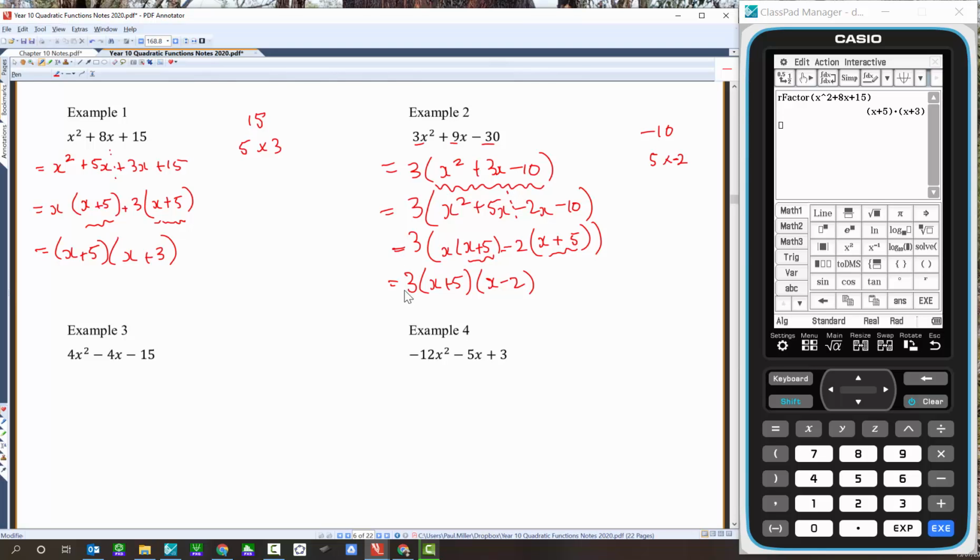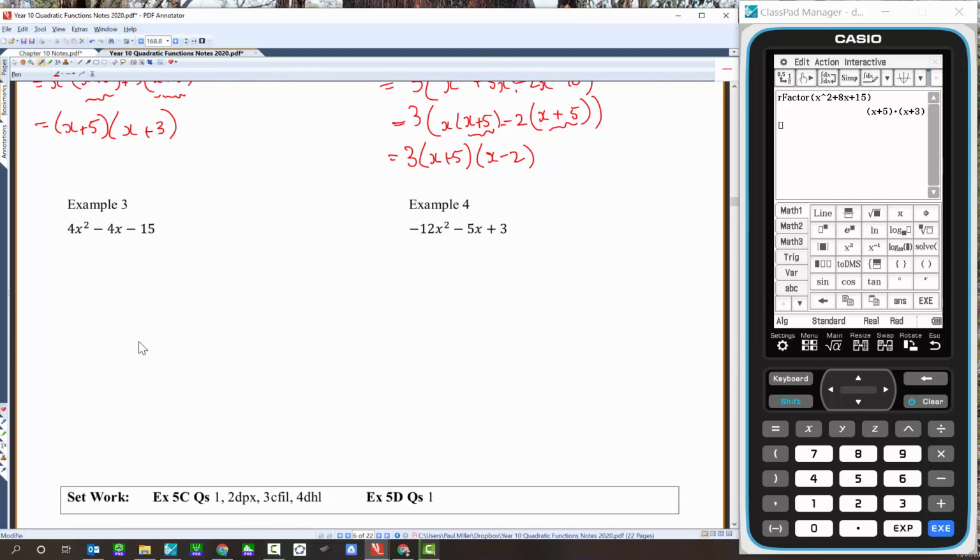Now some students at this point will multiply 3 into that. Don't do that. That's fully factorized. If you put the 3 back in there, it will actually, in inverted commas, unfactorize this problem, okay? So don't do that. This one here is what we call a non-monic trinomial.